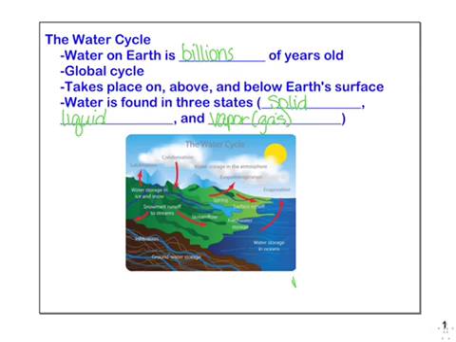So the solid form of water is referred to as what? Ice. Thank you. The liquid form of water is referred to as water. And Isaiah kind of filled in the gas one. The gas form of water is called vapor, sometimes even water vapor.